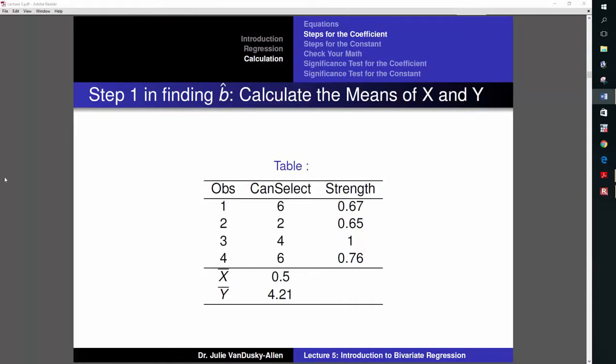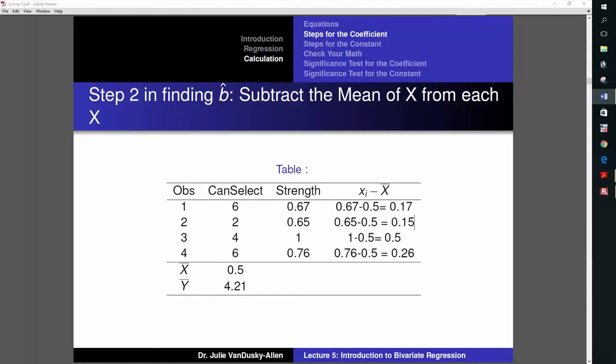The second step in finding b hat is subtracting the mean of the independent variable x from each individual x observation. In this case, this means you have to subtract the mean of strength of upper chamber, 0.5, from the values of strength of upper chamber for each observation. So here we have 0.67. So 0.67 minus 0.5 is 0.17. And here we have 0.65. 0.65 minus 0.5 is 0.15. And we would continue doing this for each observation.